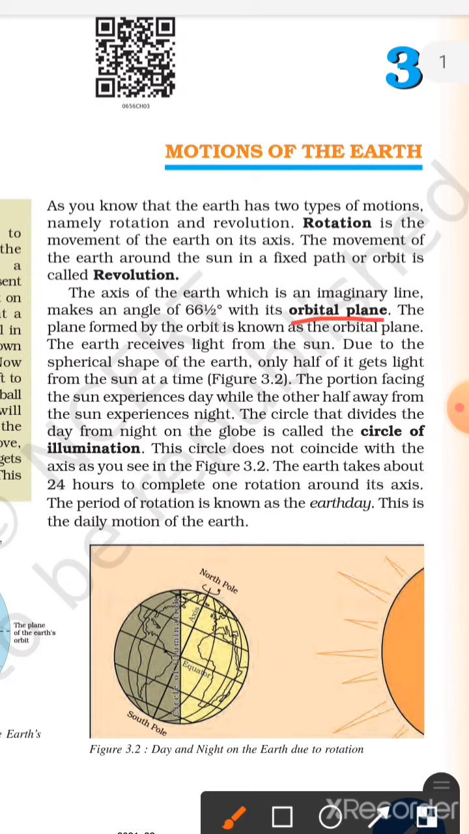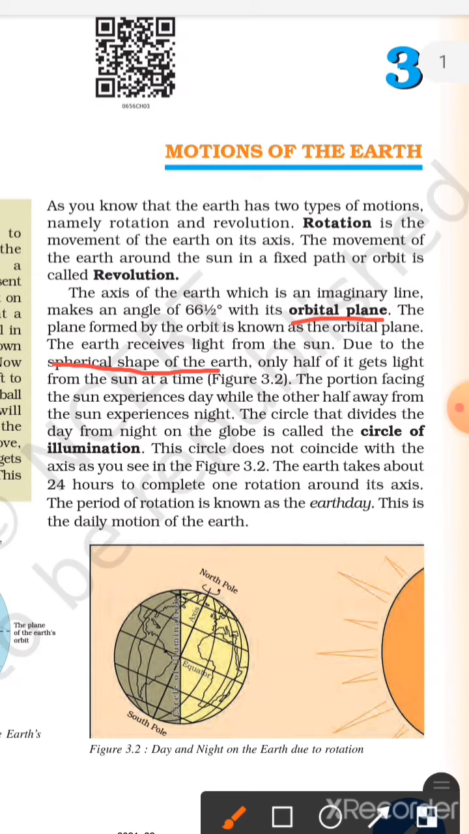उसे ही हम क्या बोलते हैं? Orbital plane बोलते हैं. Now due to the spherical shape of the Earth, what happens? Only half of it gets light from the sun at a time. Earth का shape हमारा spherical है. Due to this spherical shape of the Earth, half of the part always gets the light from the sun, and the remaining half which is away from the sun never gets the sunlight.